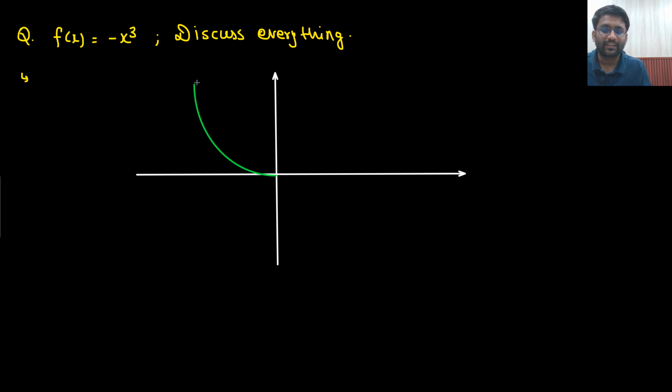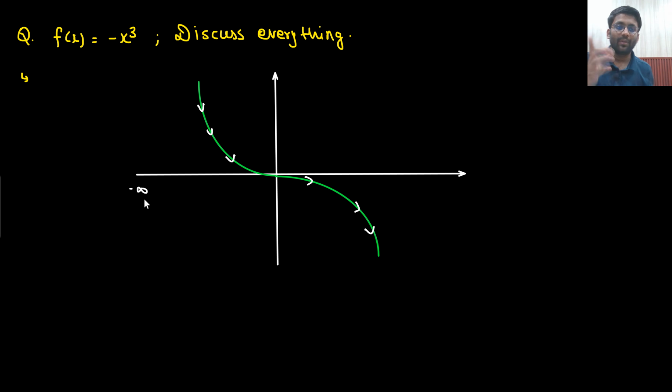I will not find f dash x, I will not find anything else. Just comment on everything. You need to comment on slope as well, on the nature of the slope as well. What you see, the graph is always decreasing. Increasing, decreasing is always decided from minus infinity. I have told this thing 100 times. Whenever we talk about increasing or decreasing, we will always start from the left hand side. So it is always decreasing.